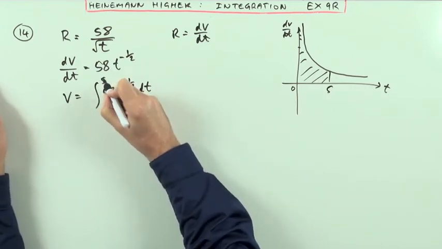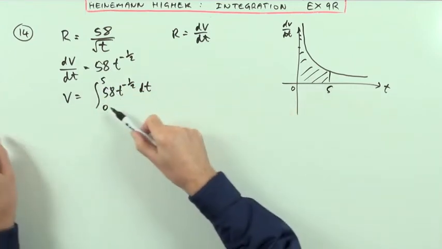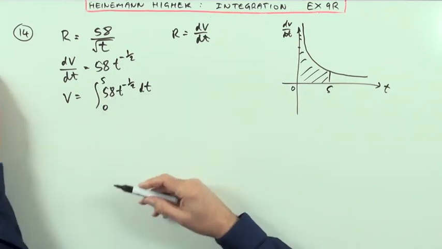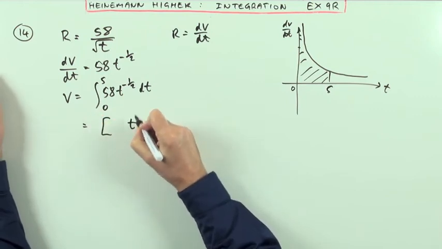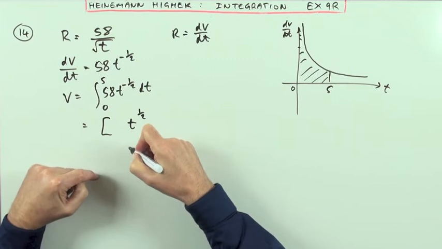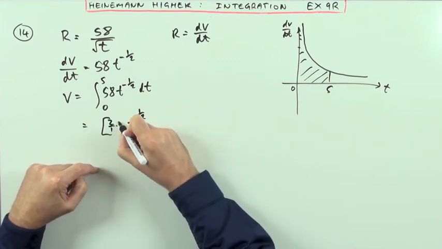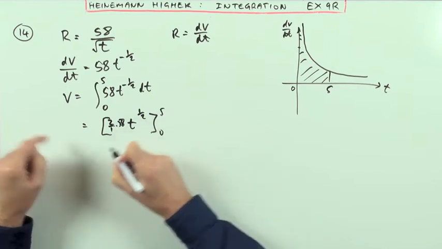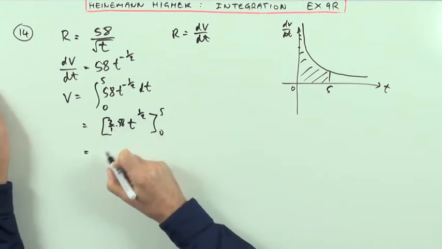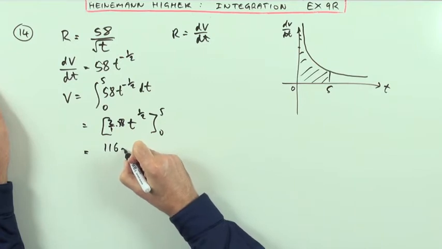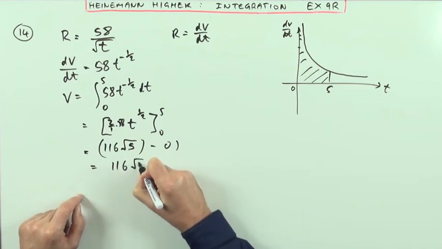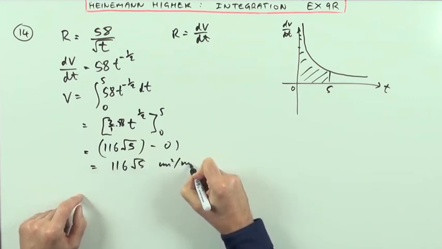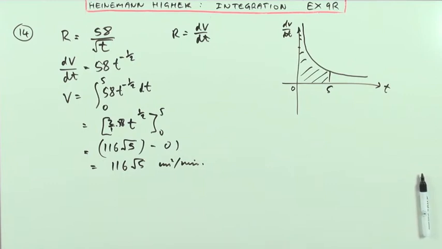So that means the volume used will be the area under the curve, which is from 0 to 5 of 58t to the negative a half. I could take the 58 out. It makes little difference in this case because it's so trivial. So it's add 1 to the power, so it's up to a half. Divide by a half is the same as multiplying by 2. Work it out at 0, work it out at 5. So in this case I'm going to have, well, that's 116, unfortunately, root 5 minus 0. So that's my answer, 116 root 5 centimetres cubed is the best answer because that is completely accurate.